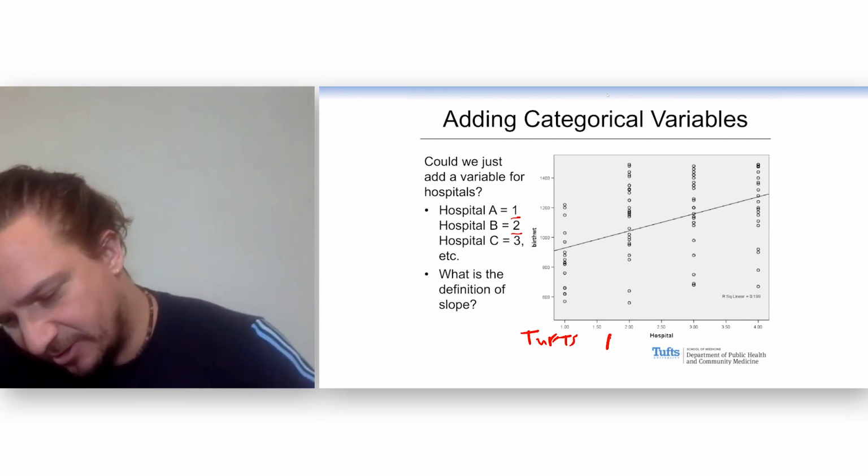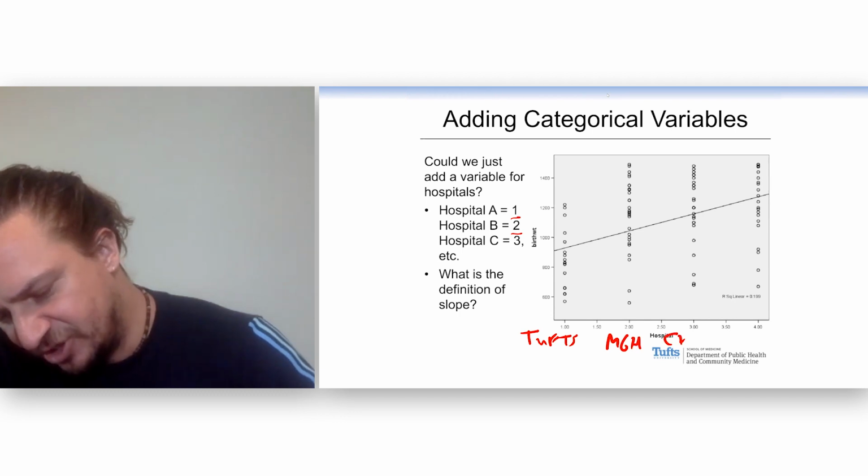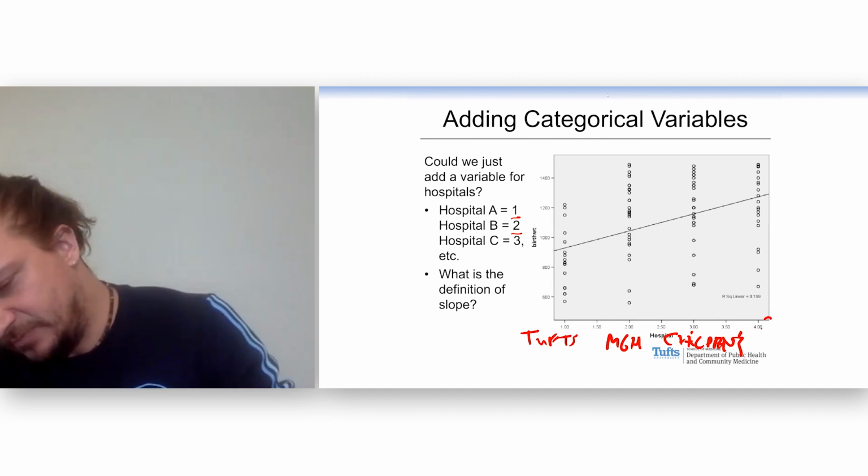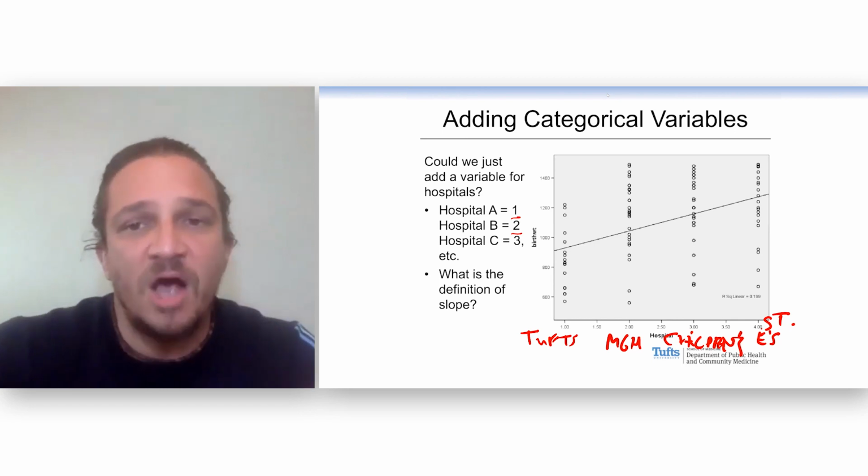MGH. Okay. And then we'll do Children's as 3. And there's another, we'll do St. Elizabeth's, St. E's as 4. All right, so we have our 4 hospitals.